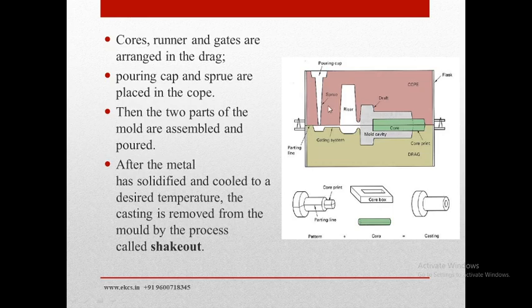After the metal is solidified and cooled to the design temperature, the casting is removed from the mold by the process of shakeout. In shakeout, this entire system is put into a vibrator. The shaking will break up the sand, and we will get the metal part inside.